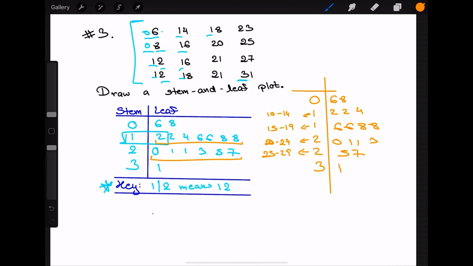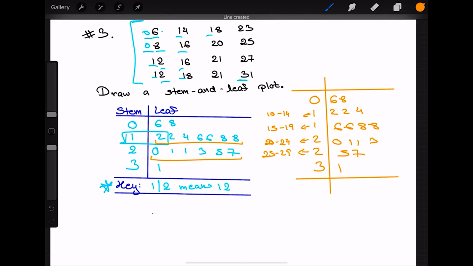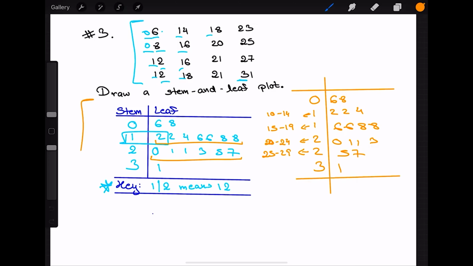This is just another way you could write it, particularly if they ask you for intervals of, for example, 0 to 5, 5 to 10. Again, just remember to not forget the key and to write it in this format.